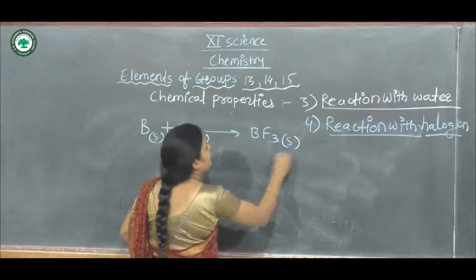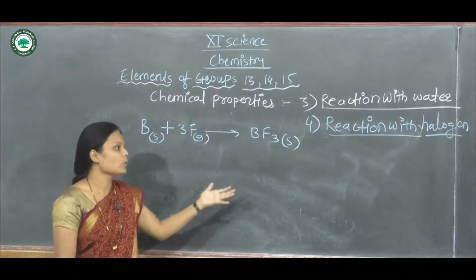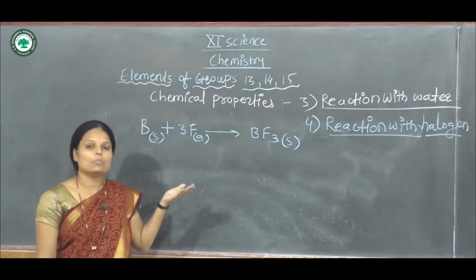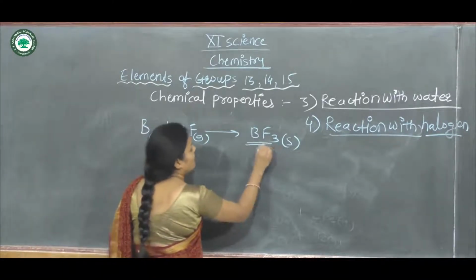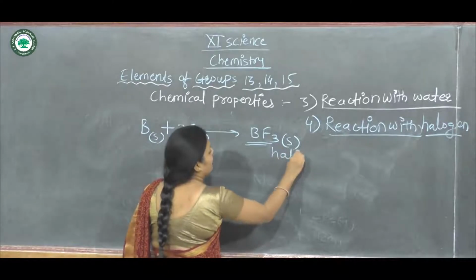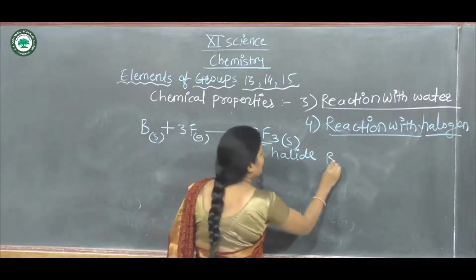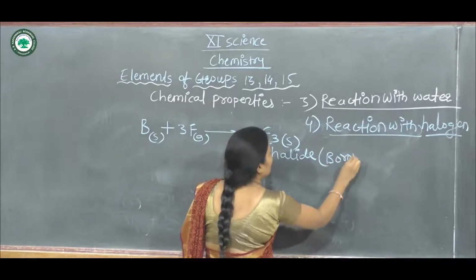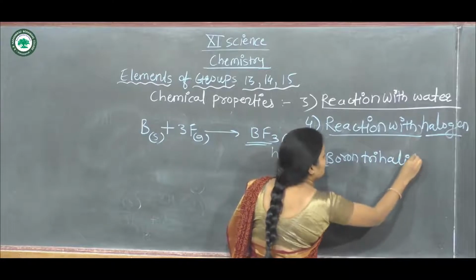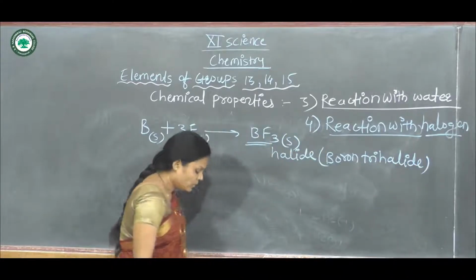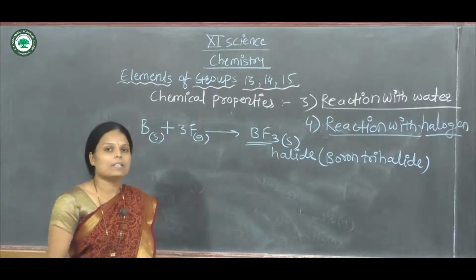This is the group 13 elements, and group 13 elements react with halogen compounds to form a halide group. This is the halide, and its name is boron trihalide. Now another example we can take. Here trihalides are formed.